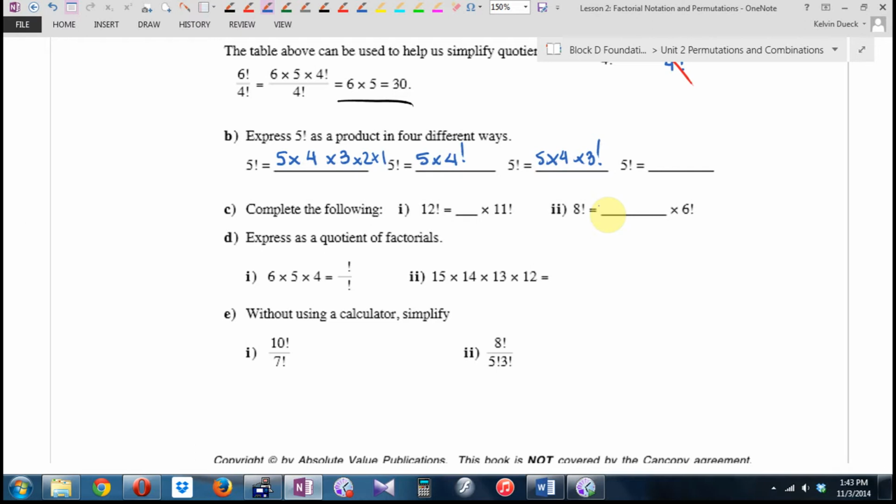So C says, complete the following. 12 factorial equals what times 11 factorial? Yeah, 12. 8 factorial is the same as what times 6 factorial? There you go. Because 6 factorial is 6 times 5 times 4 times 3 times 2 times 1.